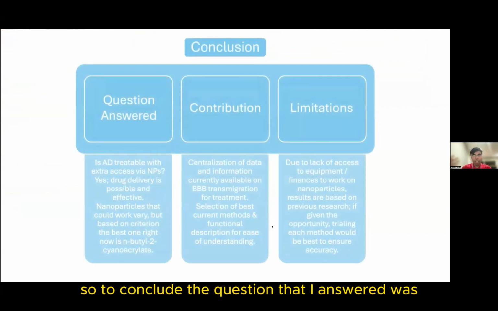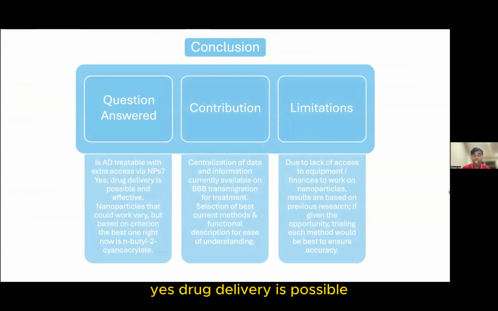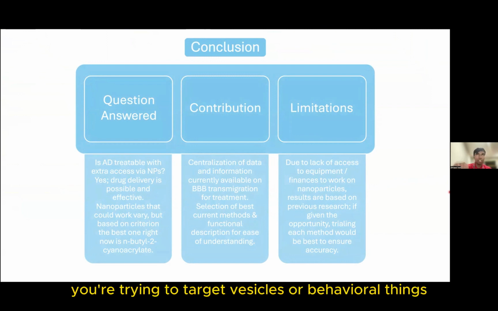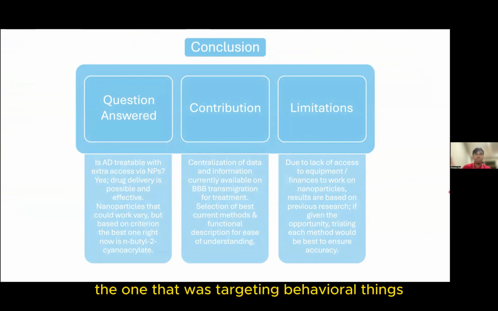So to conclude, the question that I answered is: is Alzheimer's disease treatable with the extra access afforded by these nanoparticles and liposomes? Yes, drug delivery is possible, proven by these rat and mice trials in the lab, and it's effective. Now, the nanoparticles that could work vary depending on what specific drug you're using and what areas you're trying to target. For example, if you're trying to target plaques, you're going to use the one that goes for plaques. If you're trying to target vesicles or behavior-related things, you go for the one that was targeting behavior-related things.